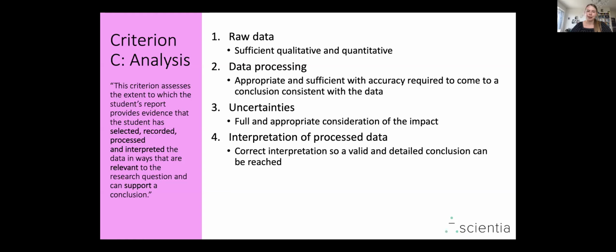Then in terms of your interpretation of the processed data, there should be correct interpretation, which is just to say that you're interpreting what is already present in your data. It should be in correspondence with the generally accepted scientific context, but if it's not, that's not as big of a problem as if it's just not relevant to your data.